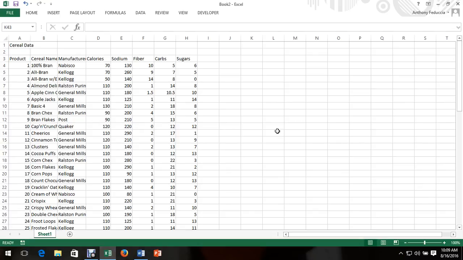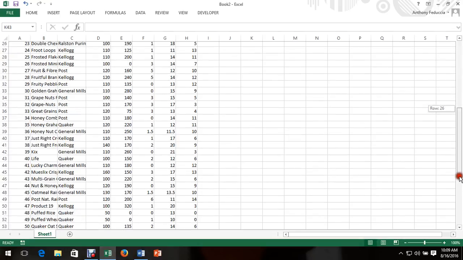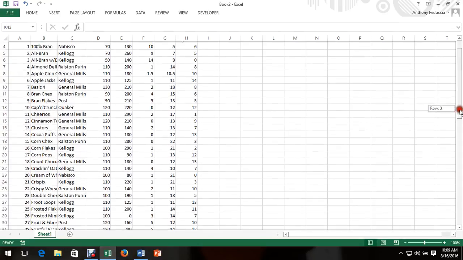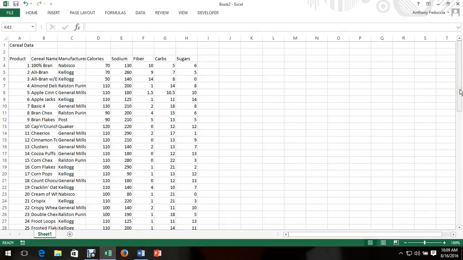What we have here is a list of some 67 different cereals along with their manufacturer and the number of calories and sodium and so on and so forth that are in each serving. And so I just thought, for example, we would like to determine something about sodium. Suppose we wanted to know the average amount of sodium in these 67 different varieties of cereal.